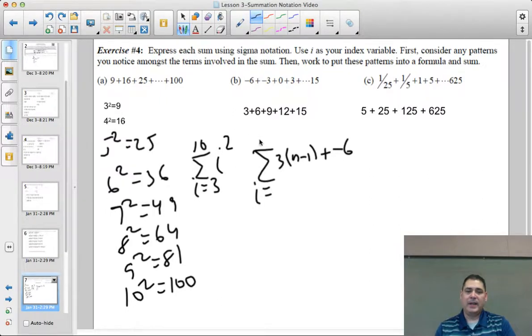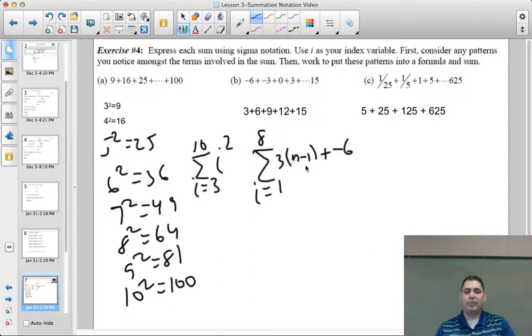Now we said we had 8 terms, right? So we're going to start with 1 all the way up to 8. Let's see if this works. Let's put 1 in. 1 minus 1 is 0. 0 times 3 is 0. 0 plus -6 is -6, so that works.